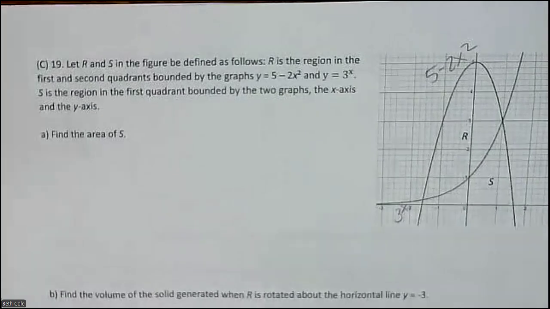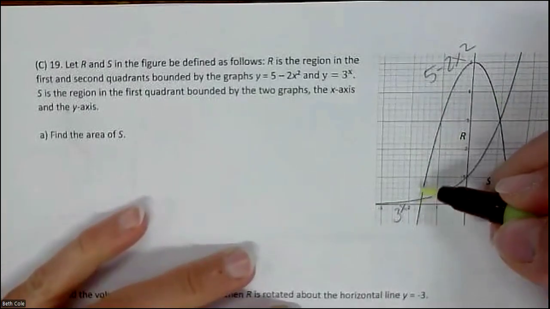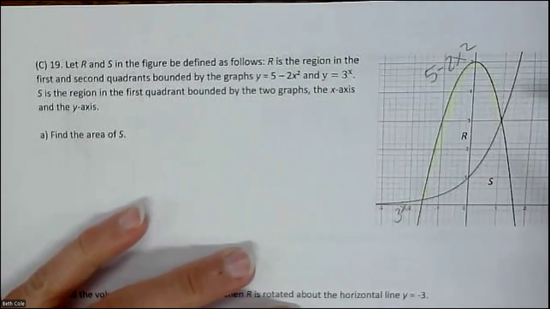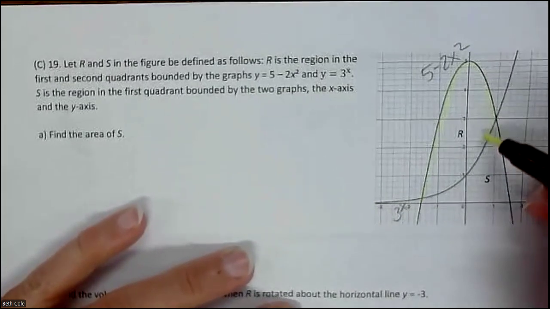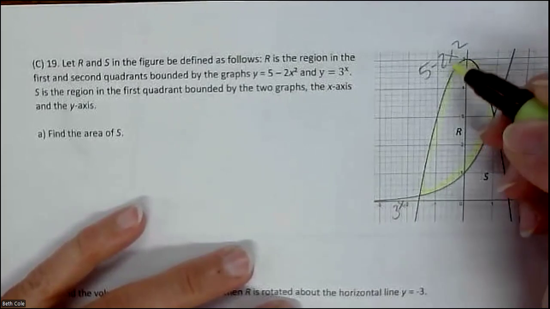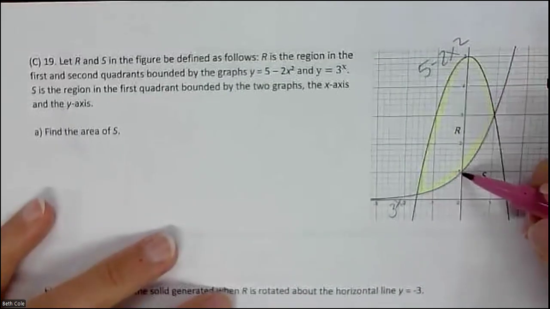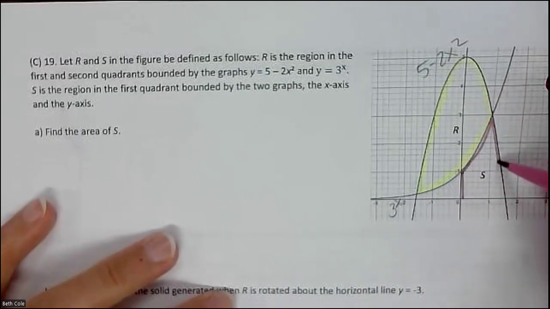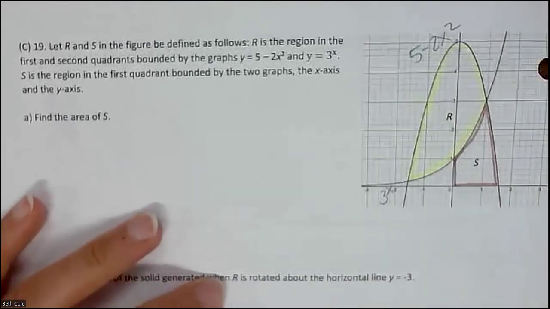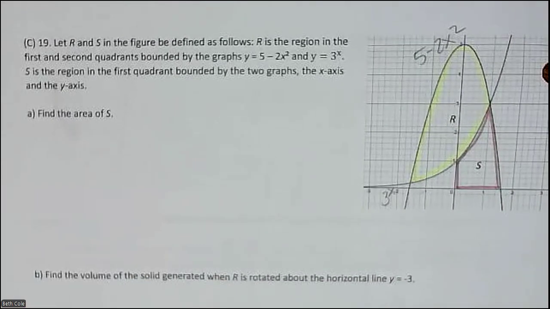R is the region in the first and second quadrants. So this entire thing, I don't know how well this is going to show up. Can you see that at all? Sort of. This whole thing is R. It's okay. Better than nothing. All right, and then it says S is the region in the what? Make sure you read carefully. S is where? First quadrant. So S is just this part. That is yellow and pink. So do you see how R is like that whole everything? S is just in the first quadrant.